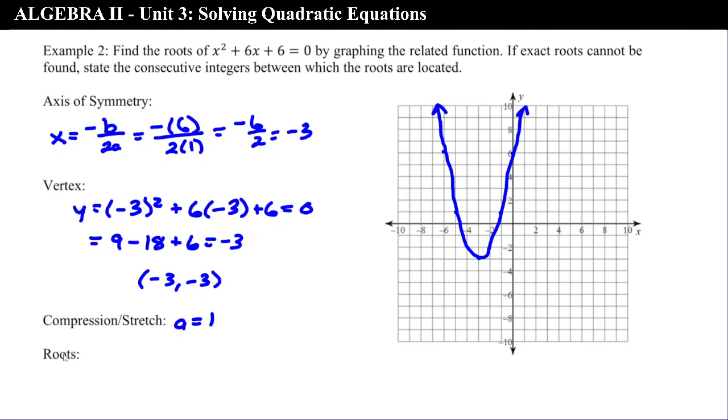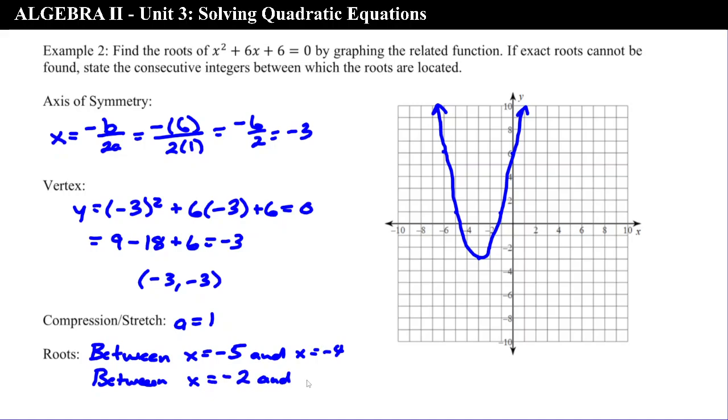So we have one root between x equals negative 5 and x equals negative 4. And then we also have another root between x equals negative 2 and x equals negative 1. And we don't know what that exact value is. We can narrow it down between those 2 integer values, but we don't know exactly what it is just by looking at the graph. So since we have issues trying to determine it by hand, we move on to other methods.